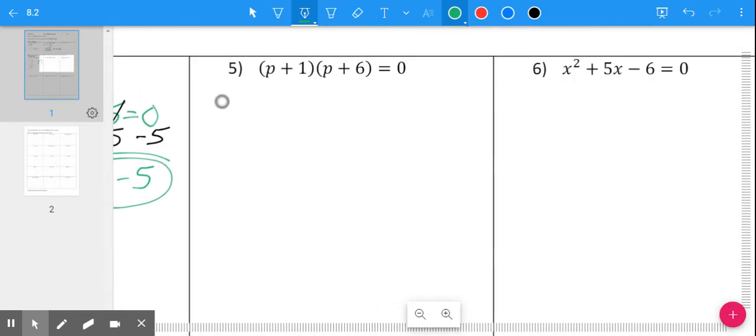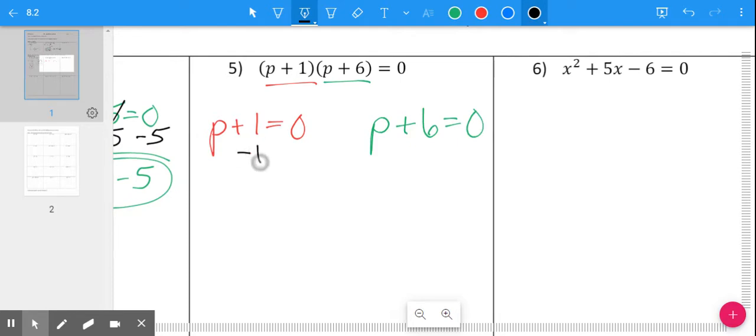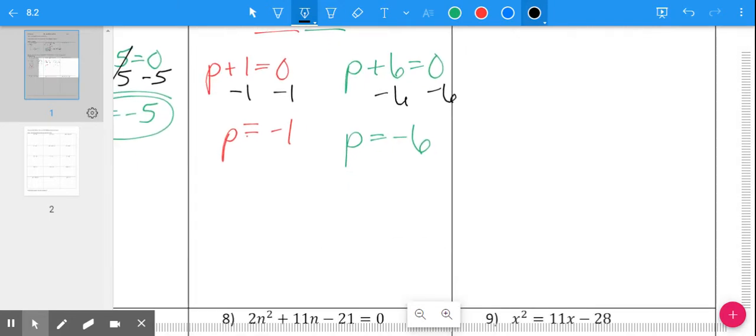So then on our next one, same deal. They give us the two binomials, so we just set each of them equal to 0. P plus 1 equals 0, and P plus 6 equals 0. So when you solve them, subtract 1 on both sides, so P equals negative 1. Subtract 6 on both sides, and P equals negative 6. So again, those are your roots, your x-intercepts, your zeros. And we can write that on there.